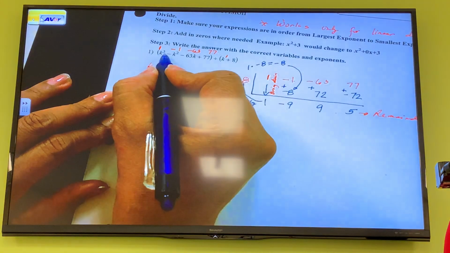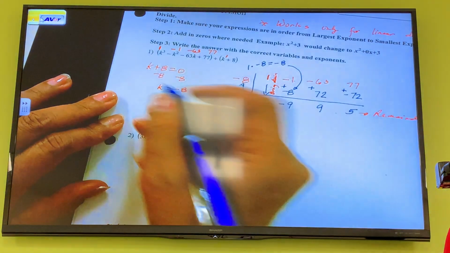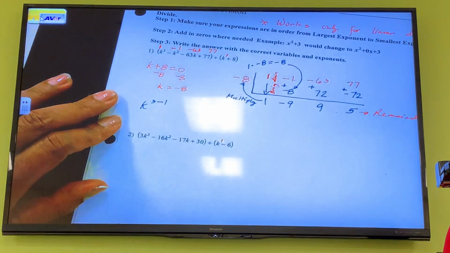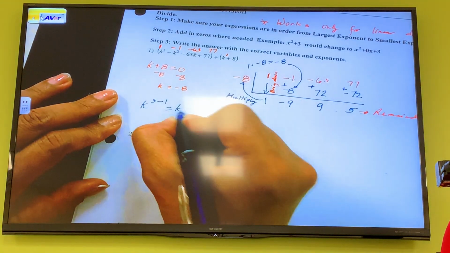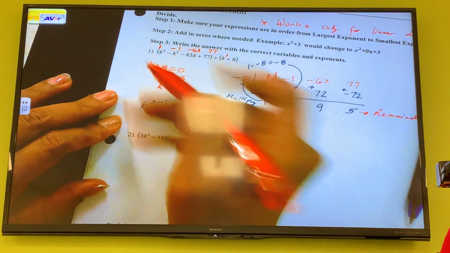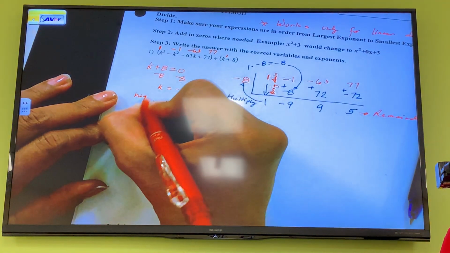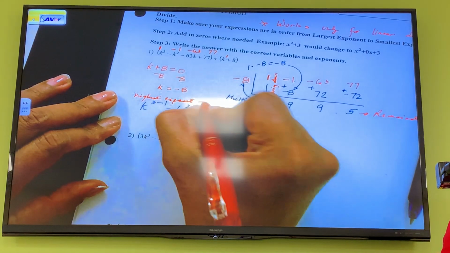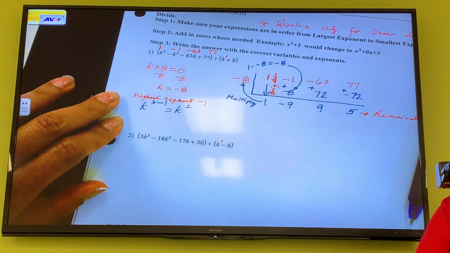So since our highest exponent is 3, then it will be k to the 3 minus 1, which means k squared. So it will be highest exponent minus 1. Always highest exponent minus 1.